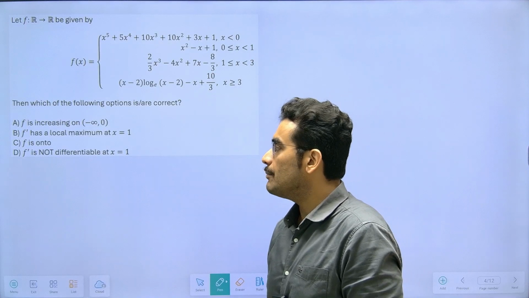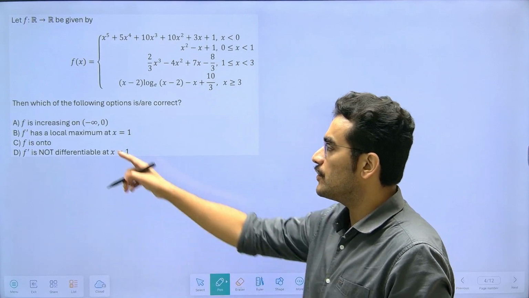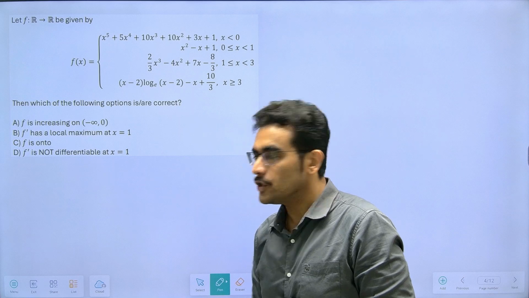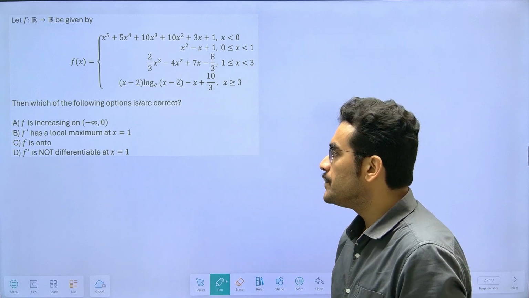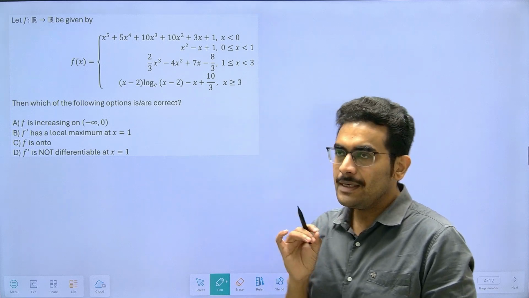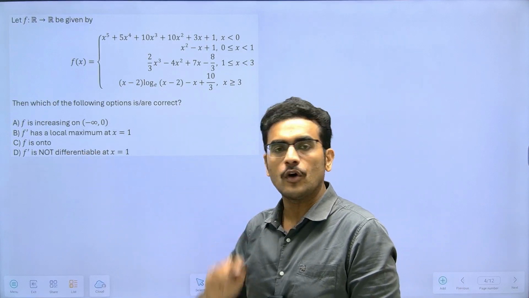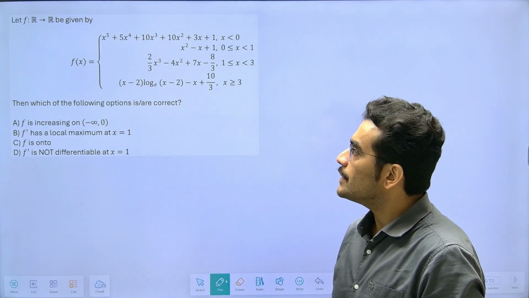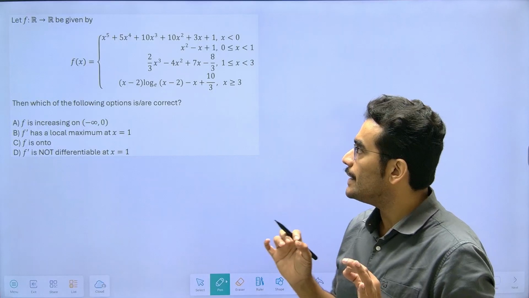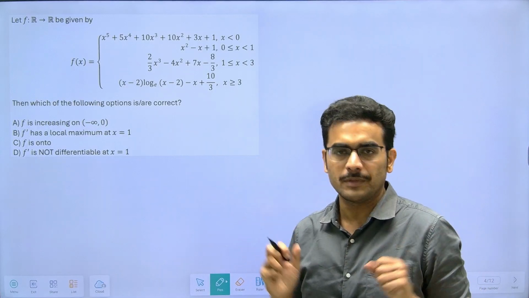f' has a local maxima at x equal to 1. f is onto and f' is not differentiable at x equal to 1. So first of all, let us quickly see the option whether f is onto or into. For that, let me start by checking the rough nature of the graph.